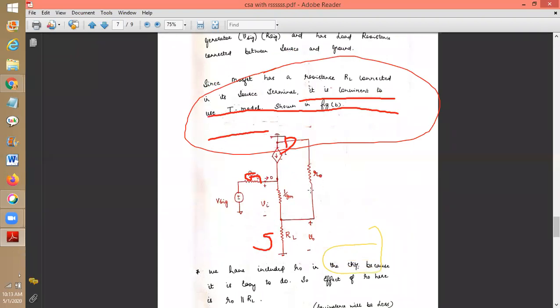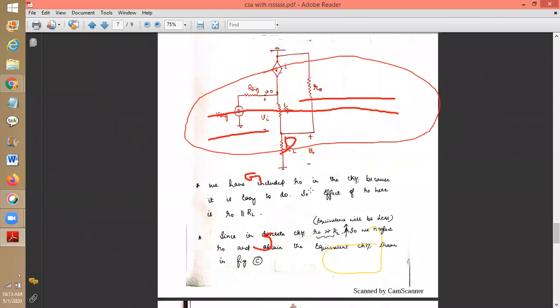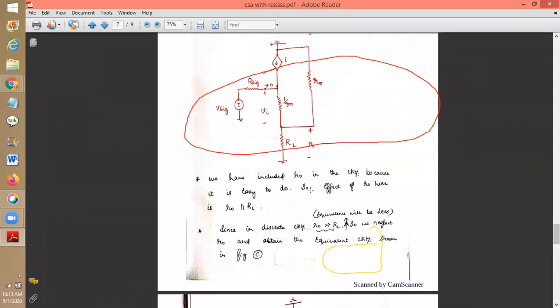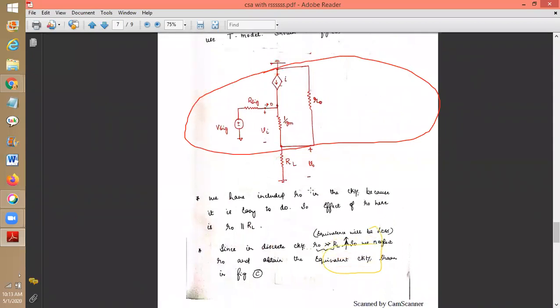Now what we have to do is start analyzing this circuitry. They have clearly given that this R0 will always be very much greater than RL. So, a higher value of R0, I repeat.